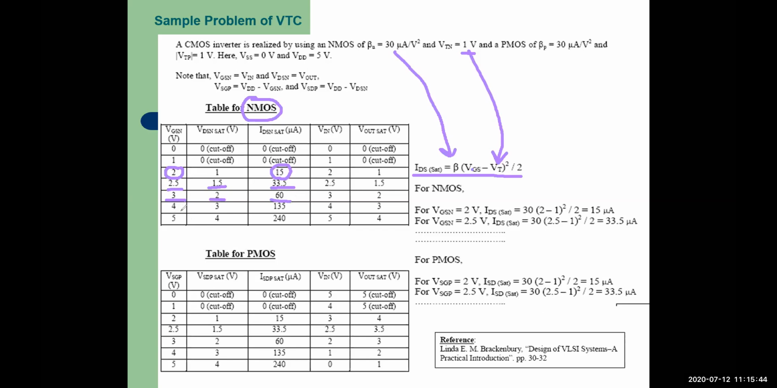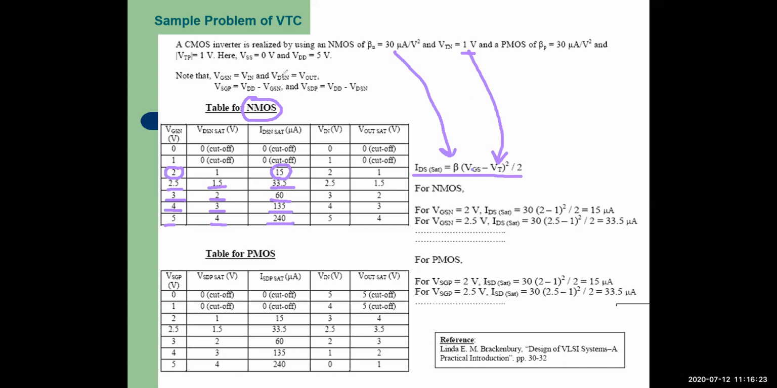Next one, 4 minus 1 is equal to 3, so it is saturation. So put it in the formula. 30, VGS is equal to 4, VT is equal to 1, whole square divided by 2. That will give you 135. Next one, 5 minus 1 is equal to 4. Put this in the formula. Beta is equal to 30, VGS is equal to 5, VT is equal to 1, whole square divided by 2. That will give you 240. Remember, you do not have to show all the calculation. You can show only one or two, that's enough. Use the calculator and find all of these.